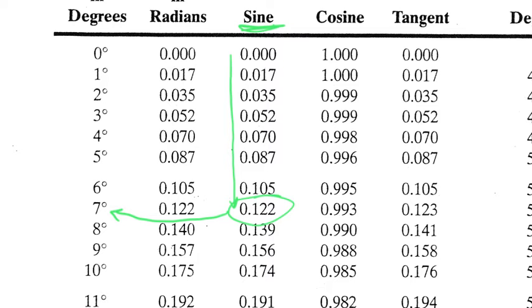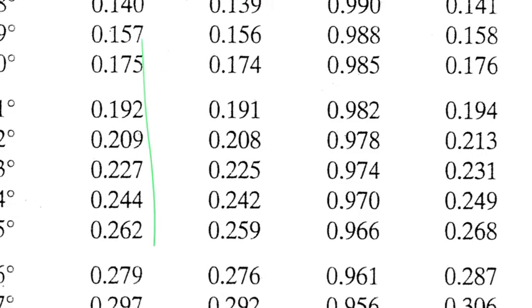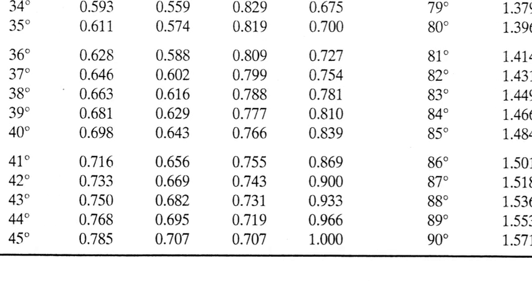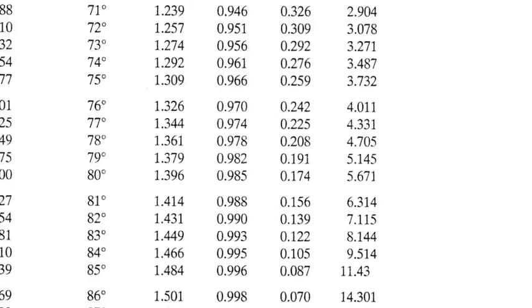So know this: when you look at the sine chart, the numbers are all decimals, all the way. The only one that can have a number greater than 1 is the tangent. But the sine and cosine values all have to be less than 1.